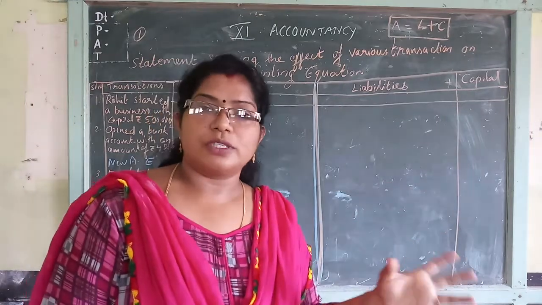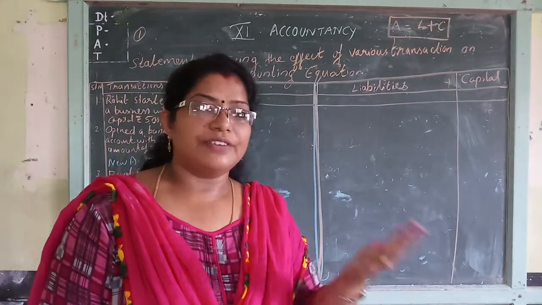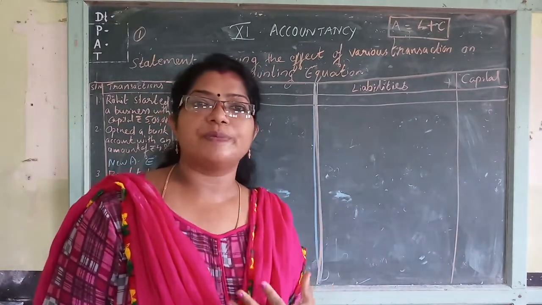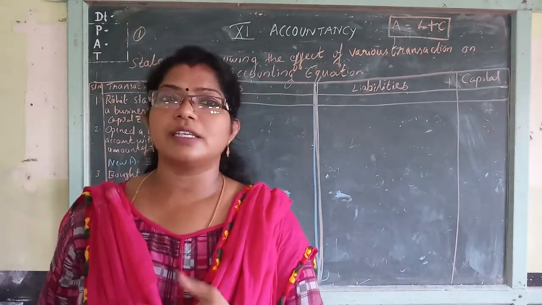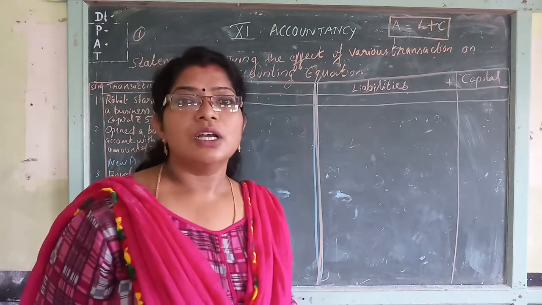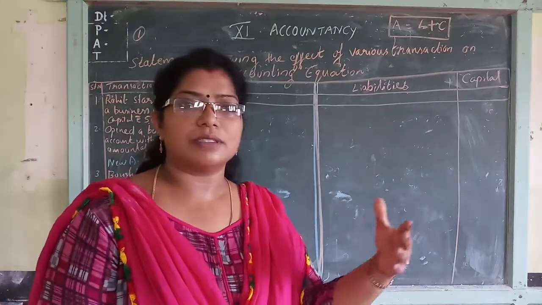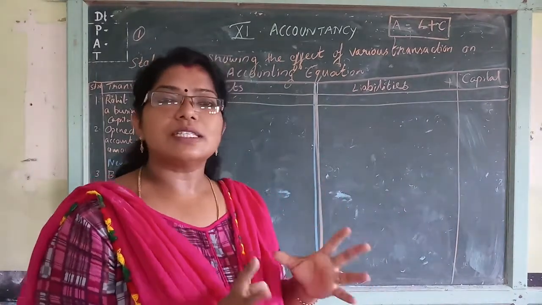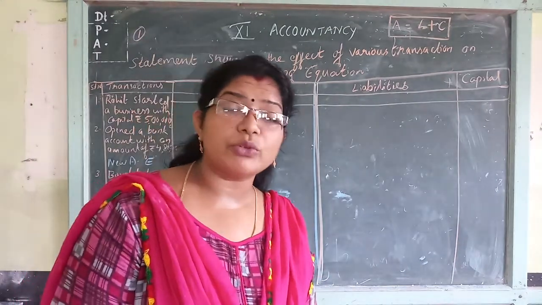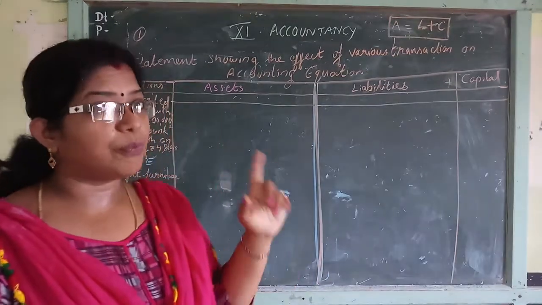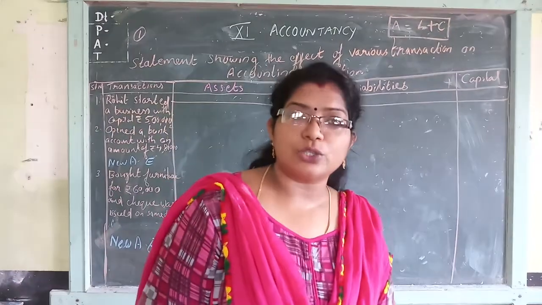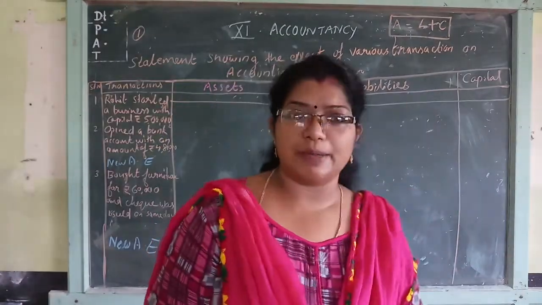Suppose he introduced 5 lakh rupees. Out of that 5 lakh rupees, he withdrew 1 lakh for his personal use, for example, for purchasing his own car, or payment of house rent or anything. He withdraws that amount for personal use, not for business use. That is called drawings, and we will deduct it from the capital.